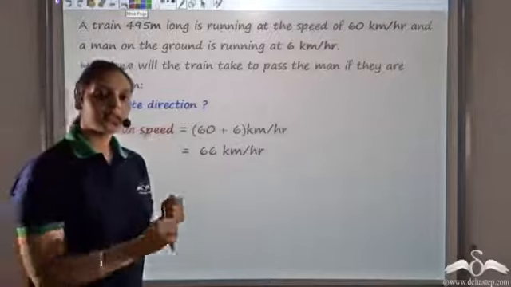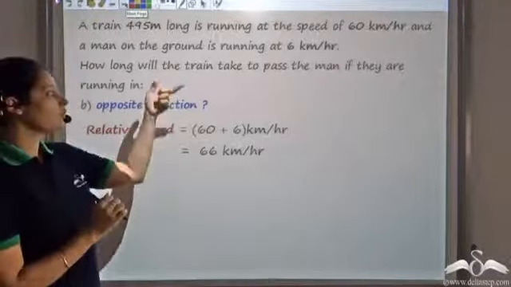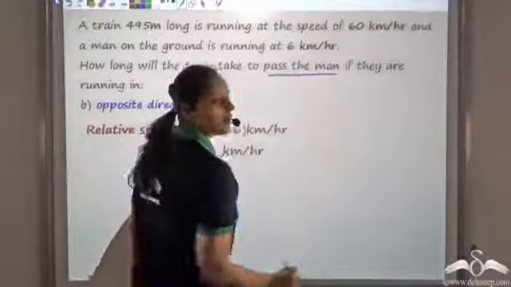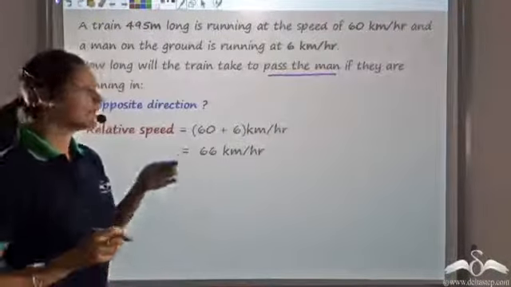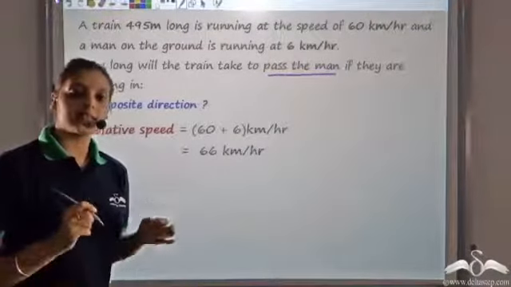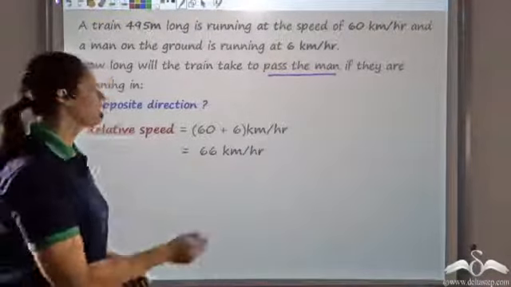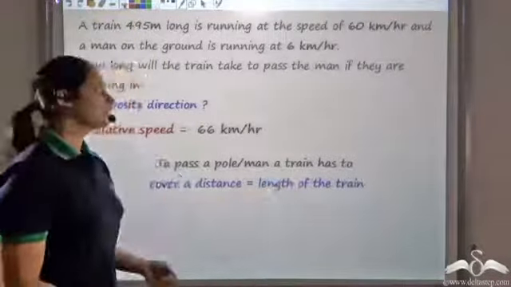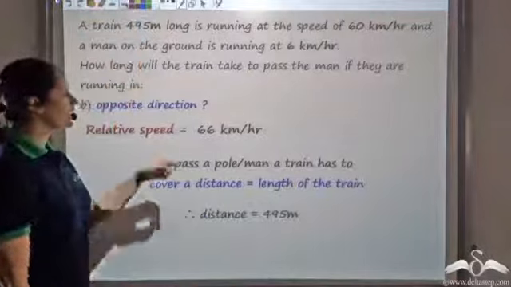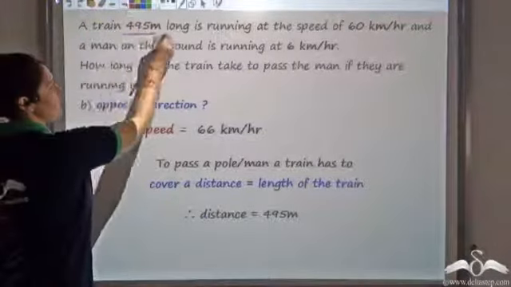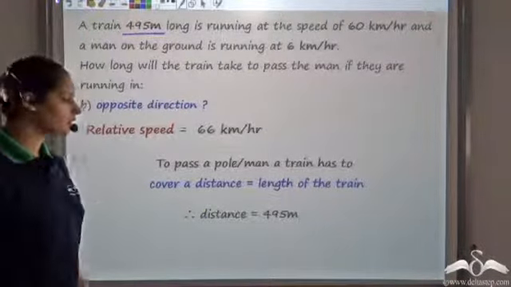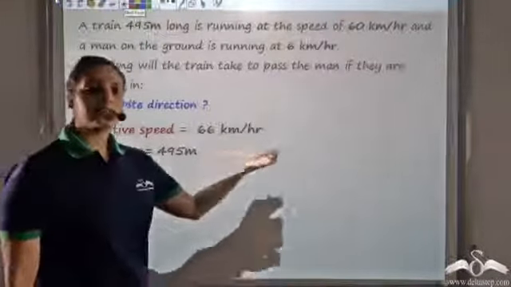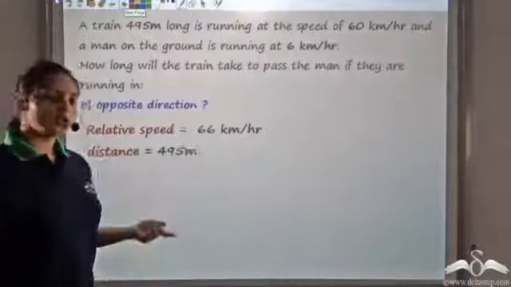Now the second thing is, when they're running in the opposite direction, we want to find the time taken by the train to pass the man. Now to pass the man, the distance that the train is covering is nothing but the length of the train only. Therefore the distance would be 495 meters, because the train is 495 meters long. So I've got the distance and the relative speed. I need to find the time, which I can easily find by dividing the two.